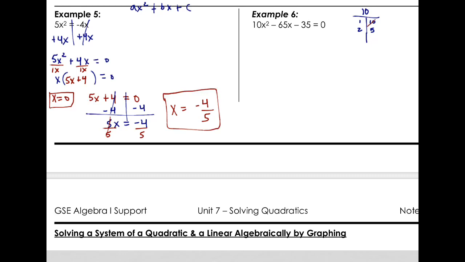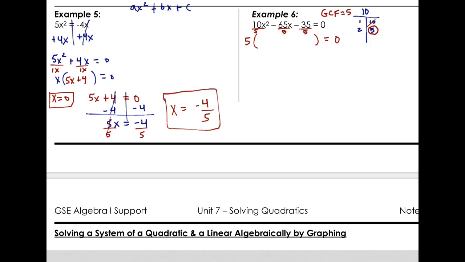So now we already tried 10. Let's try 5, and guess what? 5 works. So 5, I don't like the way my circle is there. So 5 works, so it's your GCF. So GCF is 5. Now we set up our parentheses. We know we're still going to be equal to 0. Figure it out, you divide by the GCF.